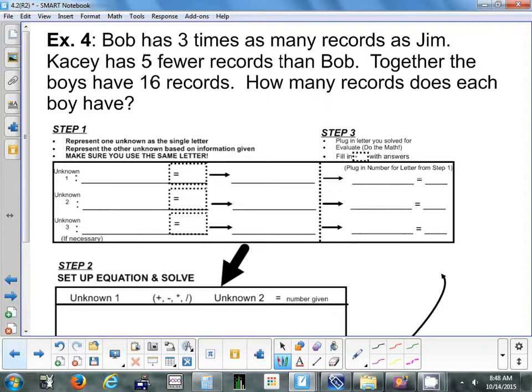Ben, what are my 2 things here in that first sentence? Bob and Jim. Yeah. Bob, Jim.